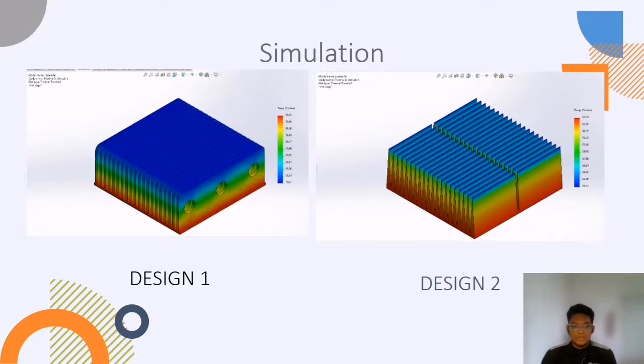I'll be presenting the simulation and also analysis part. So we'll start with simulation. As you can see, we took design 1 and design 2 and we ran a simulation on SolidWorks. For design 1, the lowest temperature we have got is 79.57 and the highest temperature is 97.59. As for design 2, the lowest temperature is 81.37 and the highest temperature is 98.73. Next, I'll be moving on to the analysis part.